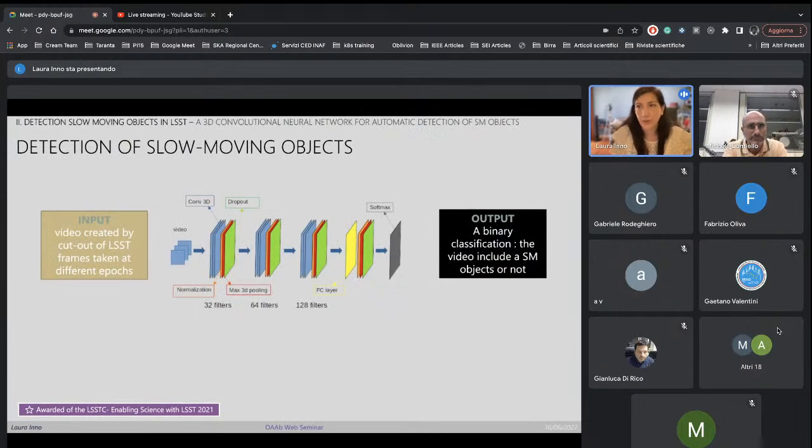And in order to try to do that, we will use a CNN again. The structure of the net is similar, but in this case, it's a three-dimensional neural network because we have to classify video, so time frames of data. We will use small cutouts that are 15 times 15 pixels, over the entire observation period of LSST. And then we want a classification that simply tells us if there is an object in that frame or not.